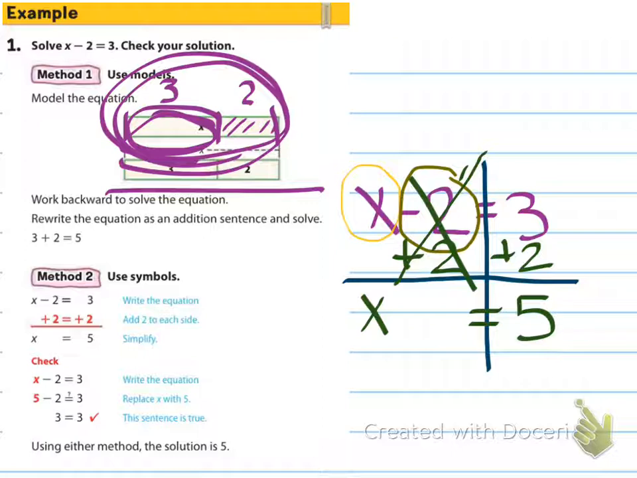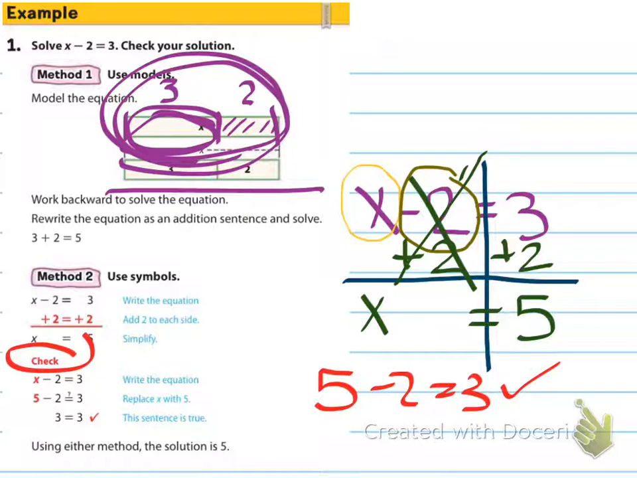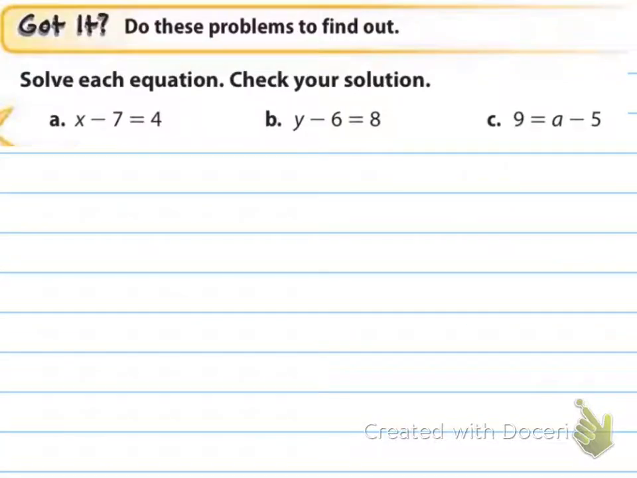And always checking our work. We're always going to check our work, guys. And don't just write it. Don't just put, oh yeah, 5 minus 2 equals 3, check mark, because it's not going to help you. If you don't really figure out what 5 minus 2 is and that equals 3, then you're just wasting time. You're not making it worth your time. You're going to write it anyway, might as well figure it out. So 5 minus 2 is 3, check mark.